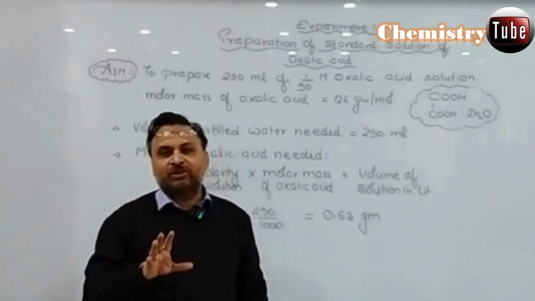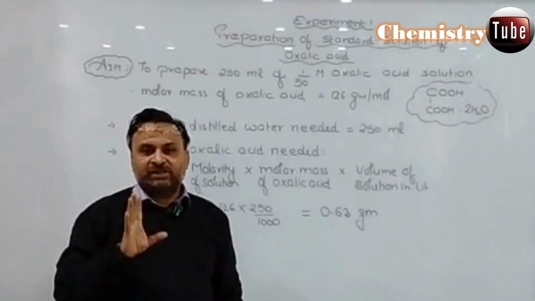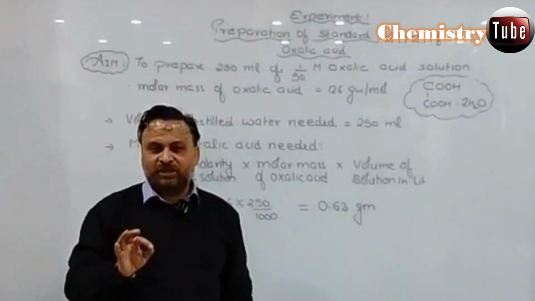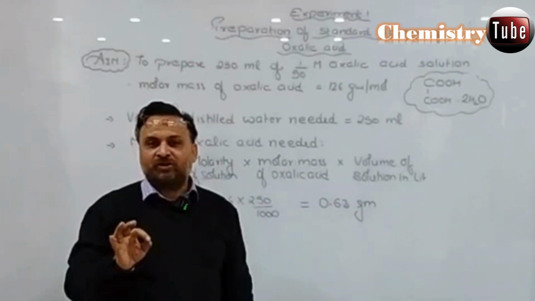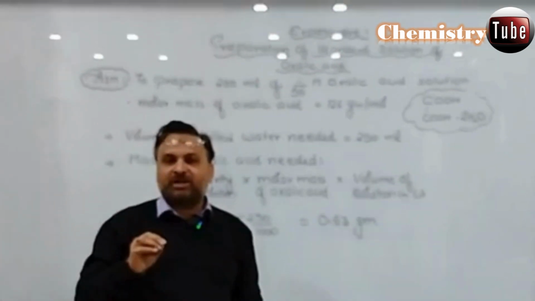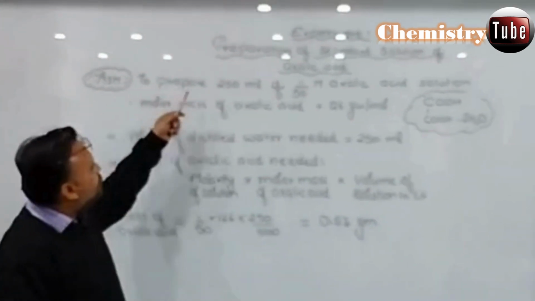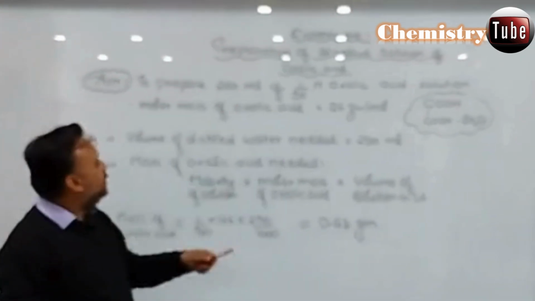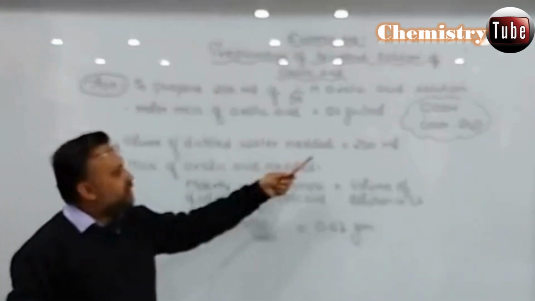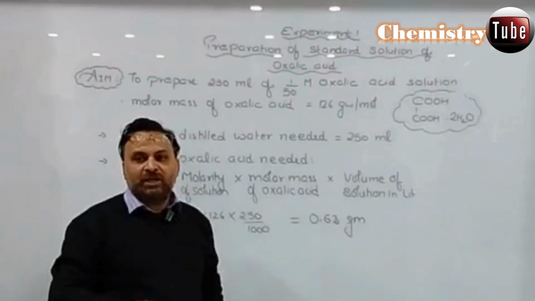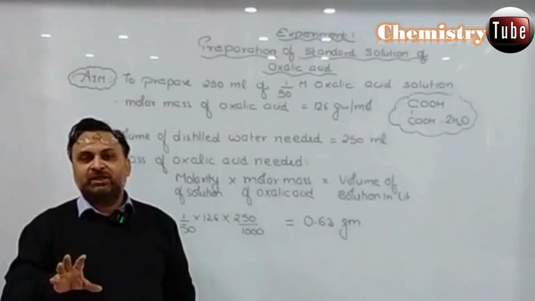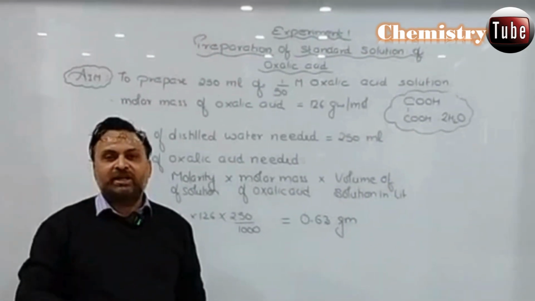To prepare this solution, we require two things. First of all, we require distilled water, and second, we require oxalic acid. How much distilled water is needed? As we have written, we have to prepare 250 ml of this solution, so we need 250 ml of distilled water. Now the question is what mass of oxalic acid is required.